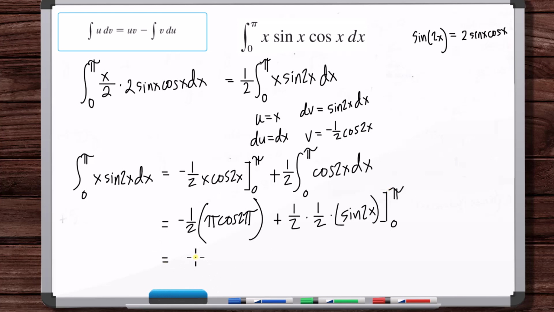So cosine of 2 pi is what? 1. Sine of 2 pi is 0, so this just goes to 0. So minus pi over 2. And then times 1/2. So minus pi over 4.